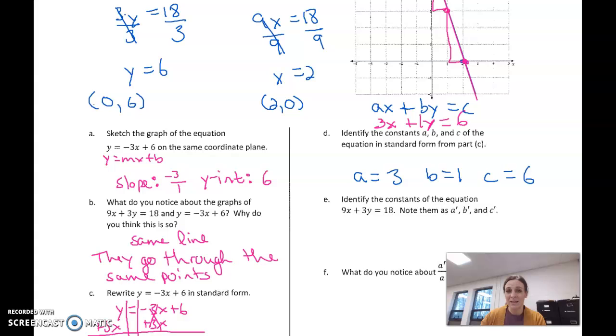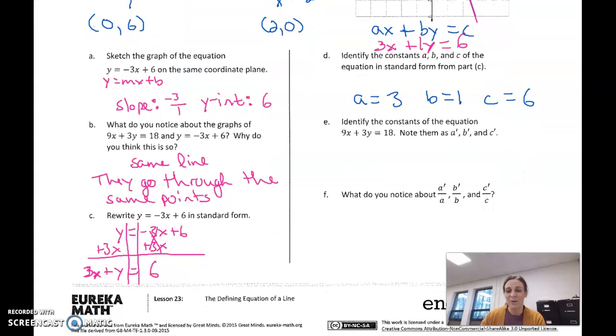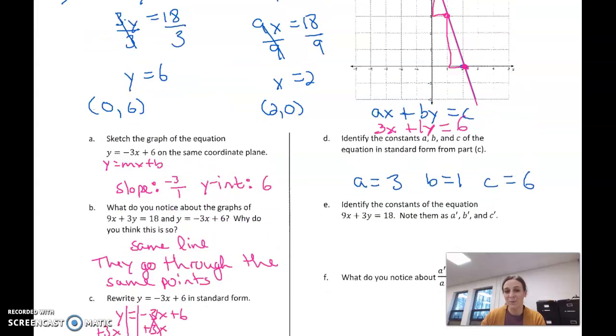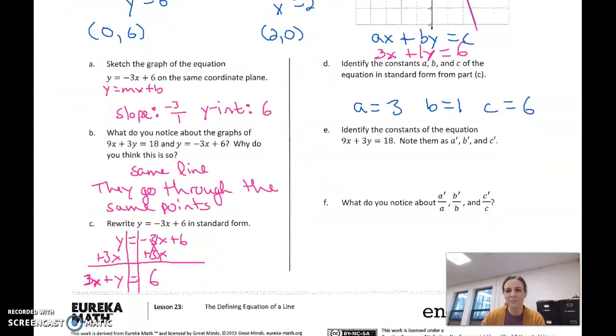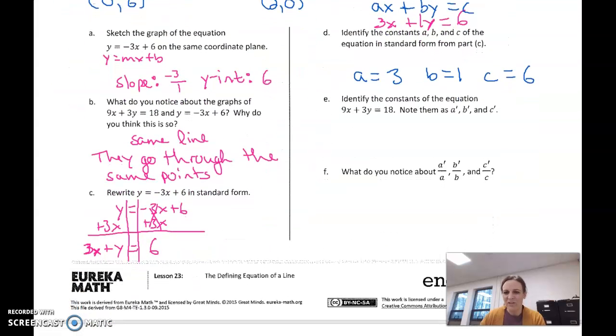All right, so now it says identify the constants of the equation 9x plus 3y equals 18. Well, that was the first one we did. And these little marks here, we represent that as prime. This is a prime, b prime, c prime. So a prime right here is 9. B prime is 3. And c prime is 18. All right, so we're just identifying those things.